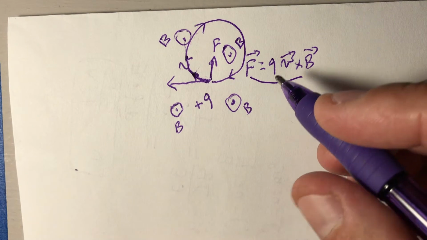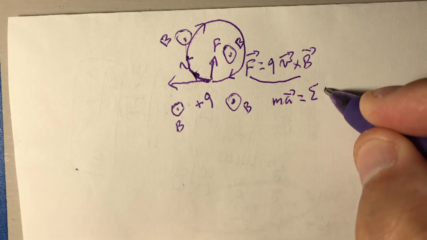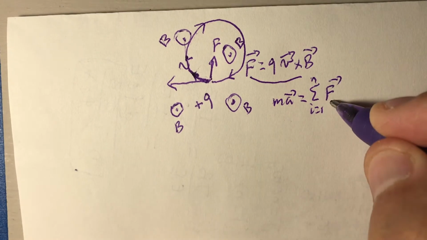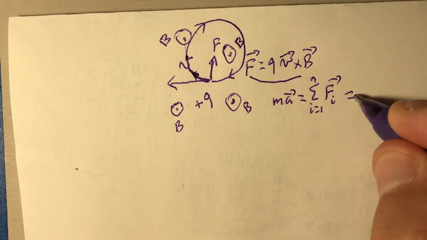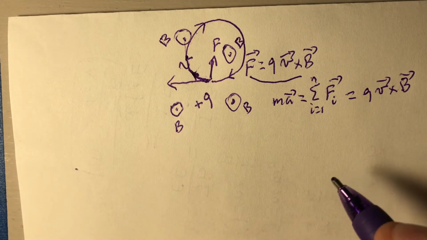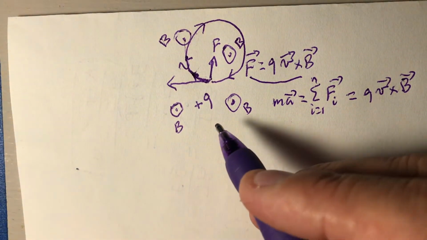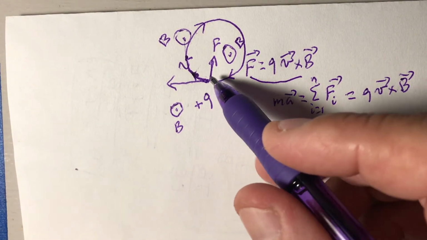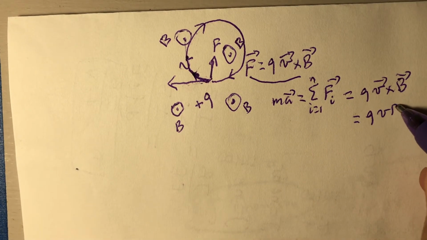Now we apply Newton's second law. Ma is equal to the sum of forces, from i equals 1 to n. Now we have only one force, this magnetic force, so I can put here Q V cross B. We can see here the magnetic field is going up and the velocity is going to the left, so they're perpendicular. So this will be just QVB.